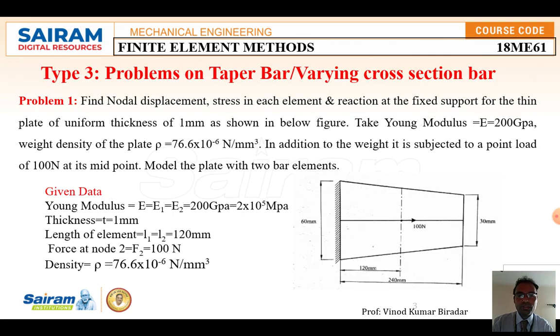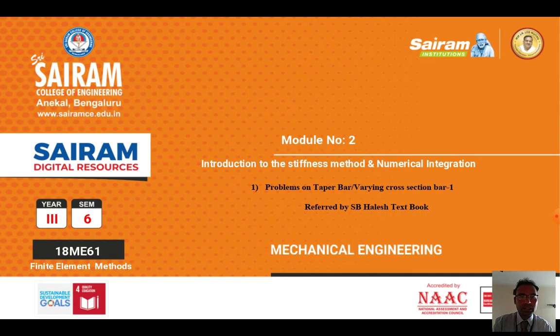In the tapered bar they will give the width, you need to calculate the average width, then calculate the area of the element, okay. They give the thickness, okay. While calculating the force, you also have to consider the density here, okay. So this is about the tapered bar problem in module 2. I hope you understand this problem. Thank you very much.